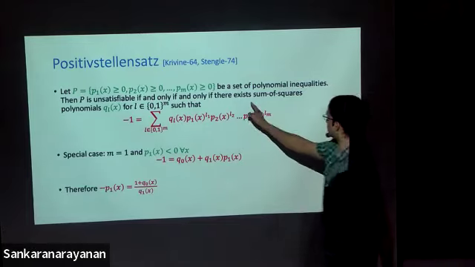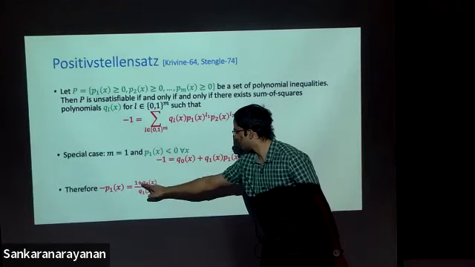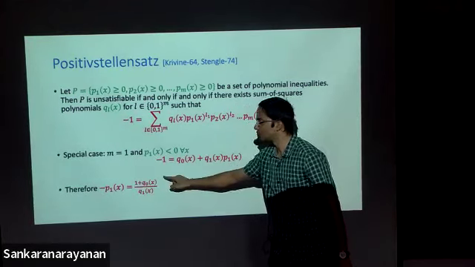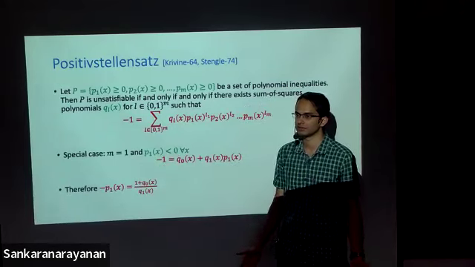So this says that it's a sum of squares, right? So Q0 and Q1 are sums of squares. So you can write this as 1 over Q1x plus Q0 over Q1x, right? So both of them are sums of squares of rational functions.